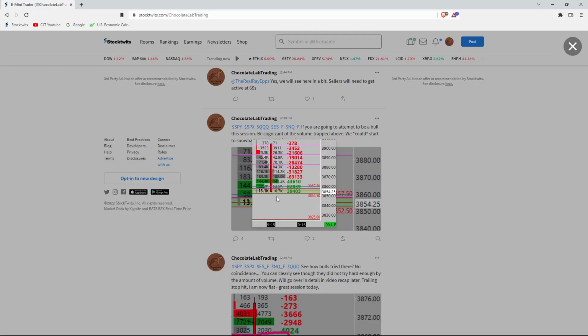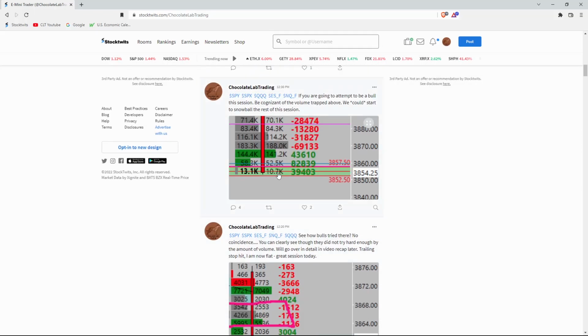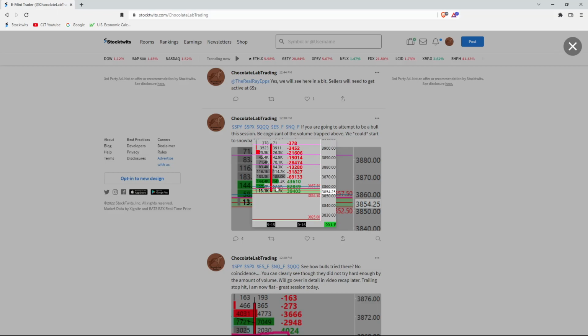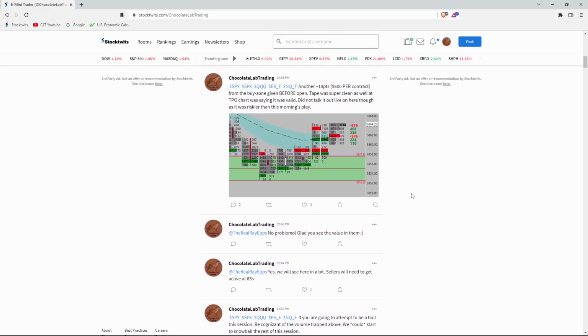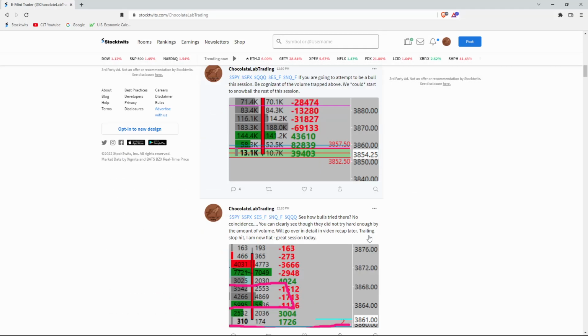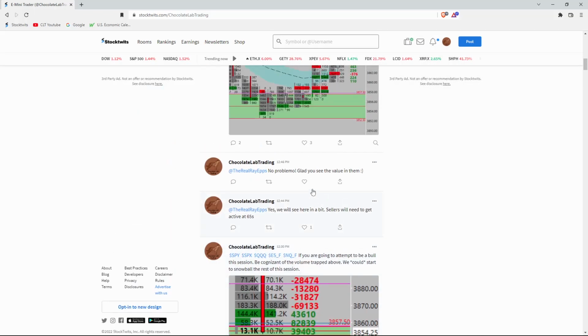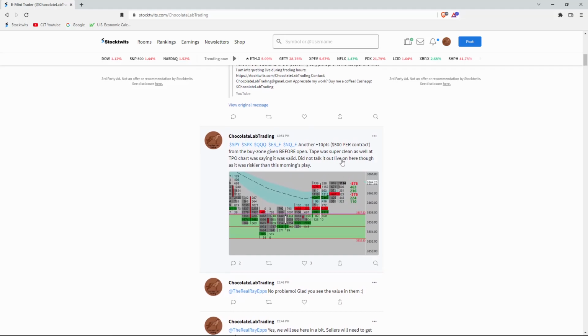And now we pulled into the buy zone. We were running the stops that I was just talking about, and I warned people, if you're going to be, or trying to be a bull this session, be cognizant of the volume trapped above. You could see so much volume. Obviously, that is now underwater. And another, see, we ran these stops, and that gave us the fuel to go to the upside. Another 10-point move from this screenshot. $500 a contract, obviously. Tape was super clean as well.